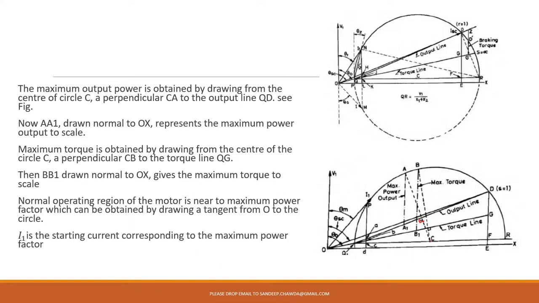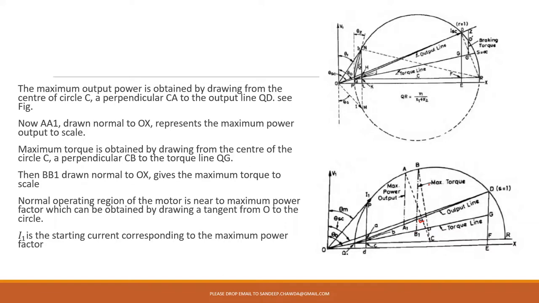What you have done, you have drawn a perpendicular and you have to extend it till this circle, and from the circle you have to draw a normal. So this is going to give you maximum power output. Similarly, you can determine the maximum torque. From the center of the circle, draw a perpendicular to the torque line and extend it till here, and then draw a normal. So this BB1 is going to give you maximum torque.